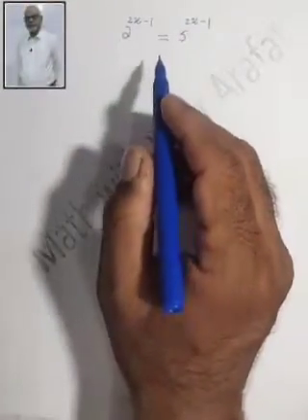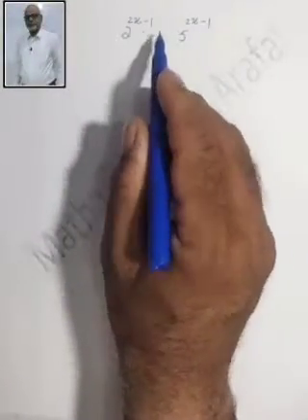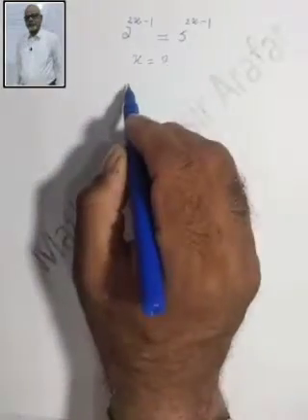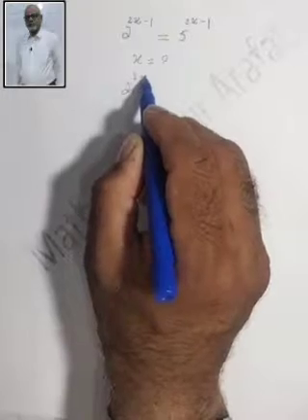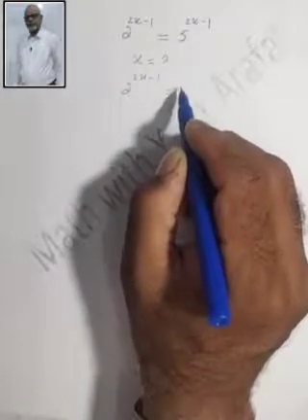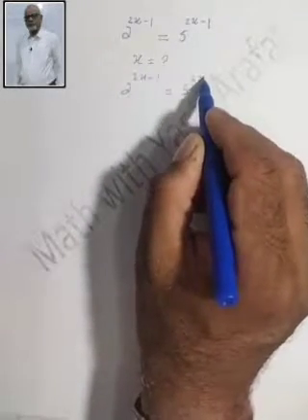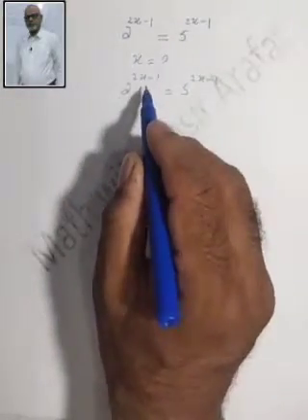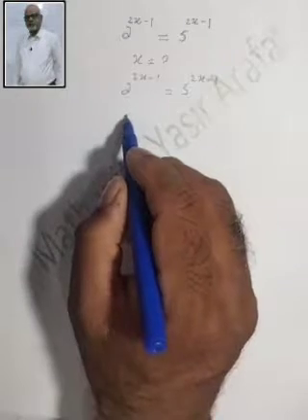Today we have an exponential equation to find out the value of x. Here, this is 2^(x-1), it is equal to 5^(2x-1). So here we have to find out the value of x from this exponential equation.